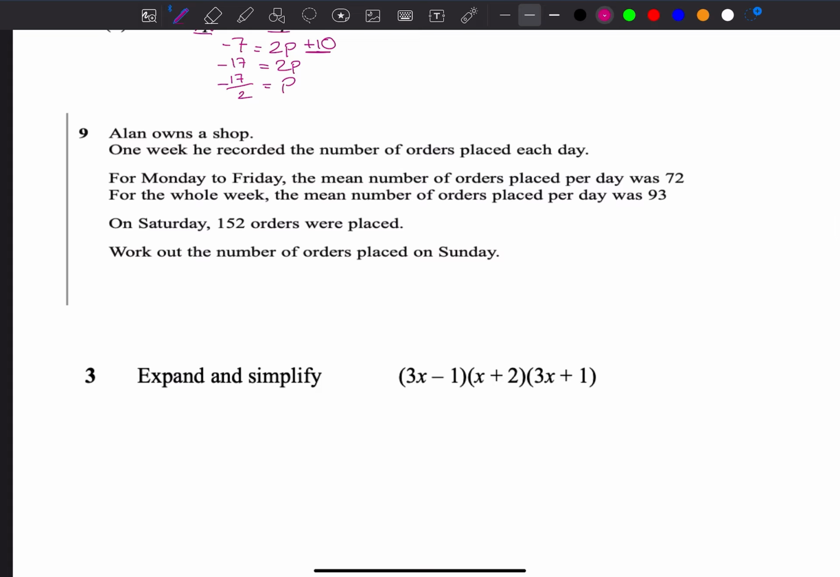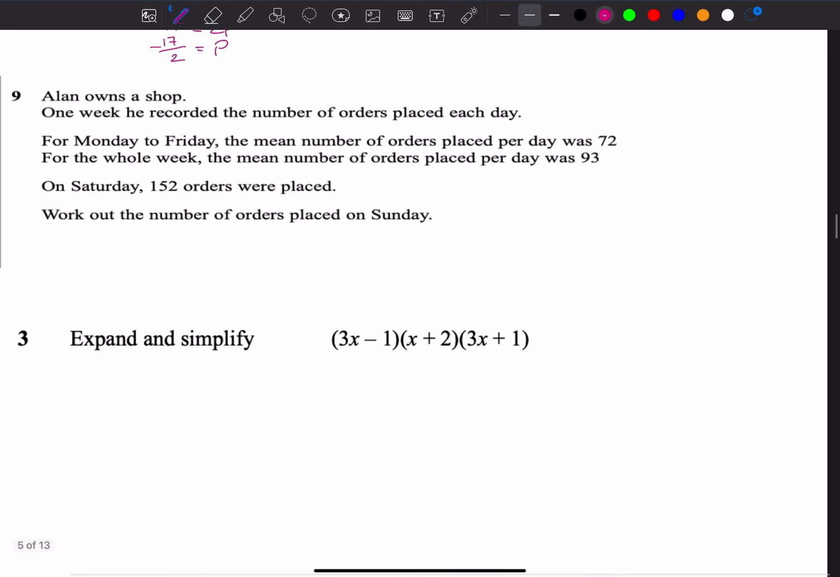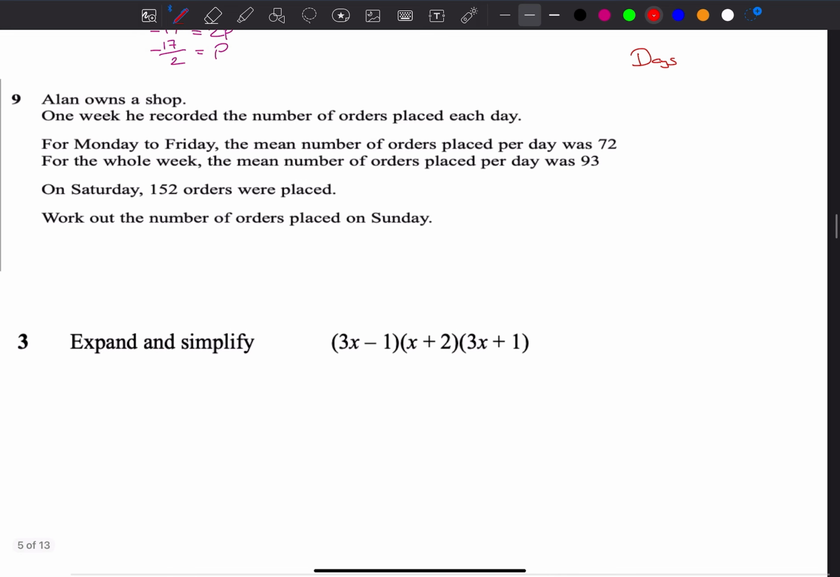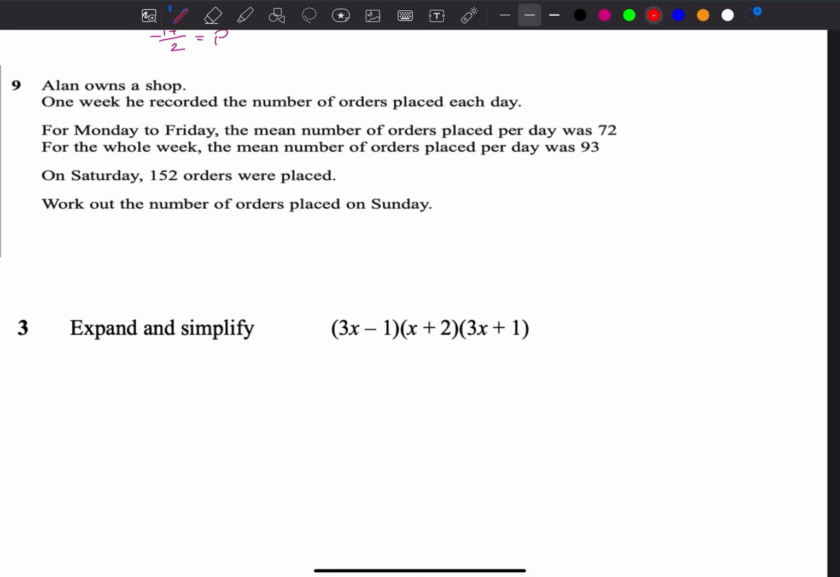Yeah. Next one. This is a combined mean question. For Monday to Friday, how many days is that? 5 days. Times the mean 72 gives 360. Then Saturday is 1 day with a mean of 152, so that equals 152.